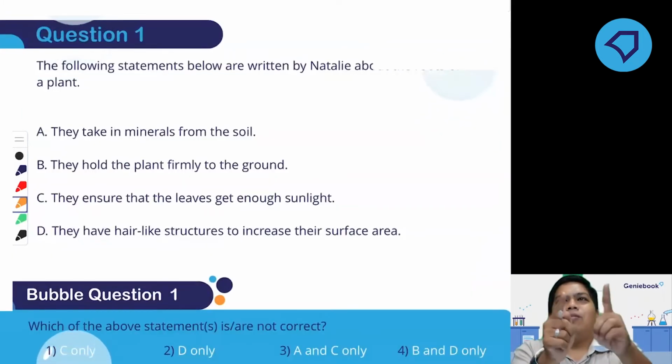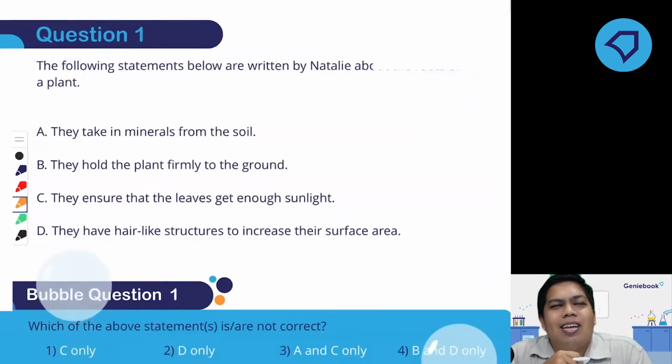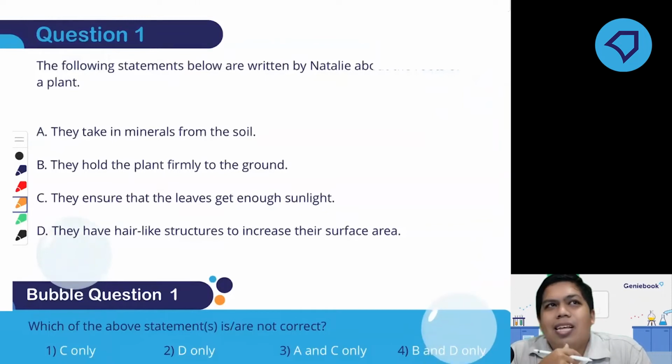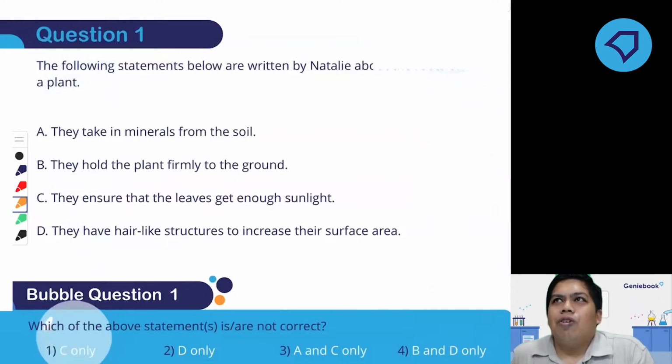Time for the first bubble question to see whether you have been paying attention to my recap of the past lessons. Read the 4 statements over here and then answer the question below. Which of these above statements is not correct? Is it one of them or 2 of them that is not correct? You will have 1 minute and I will start the timer in 3, 2, 1 now.